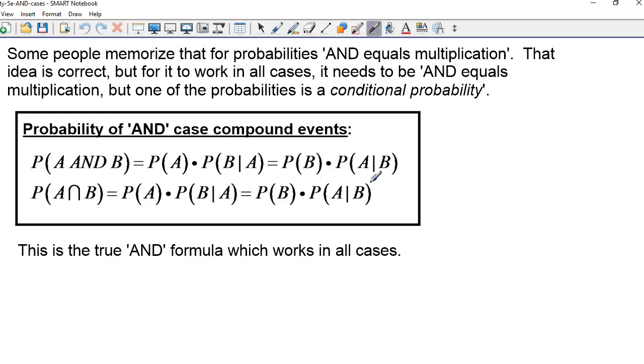So, some people memorize that for probabilities AND equals multiplication, and that idea is correct, but for it to work in all cases, we need to slightly modify that to account for the catch. It needs to be AND equals multiplication, but one of the probabilities has to be a conditional probability. So, the probability of A and B is equal to the probability of A times the probability of B given that A happened. Or we could have written B first: the probability of B times the probability of A given that B happened. This is the true AND formula that works in all cases.